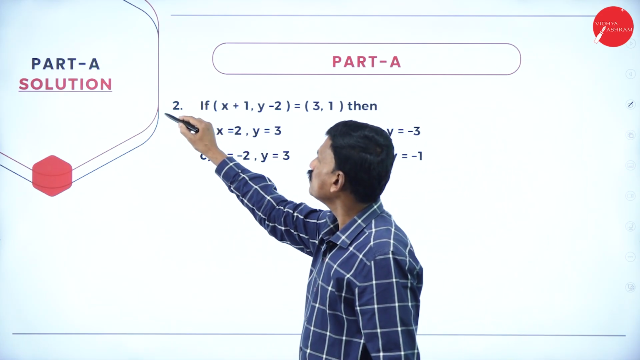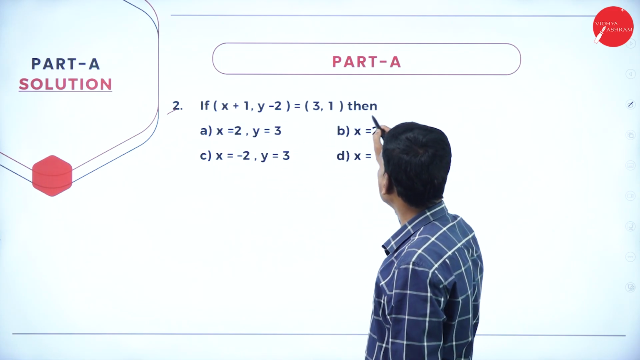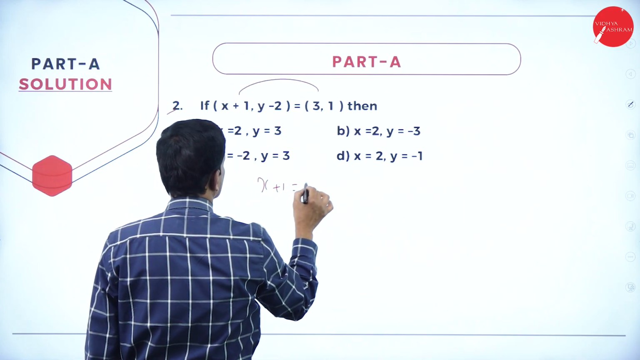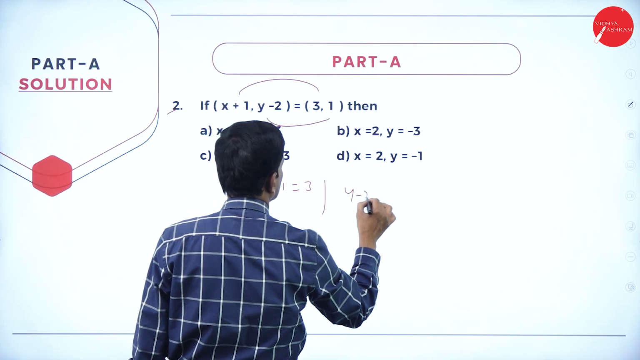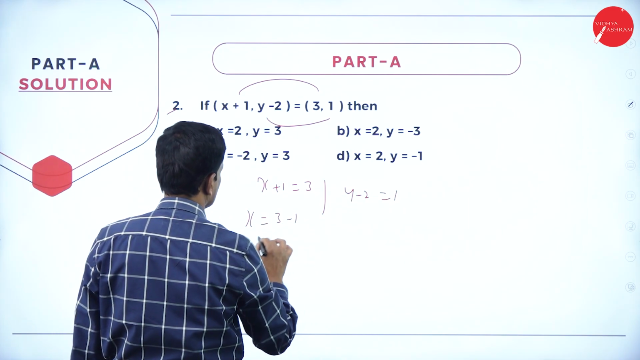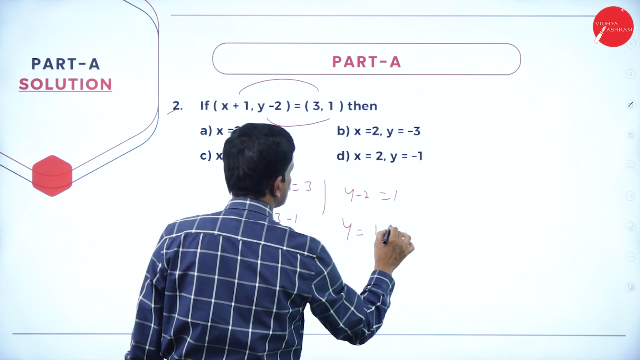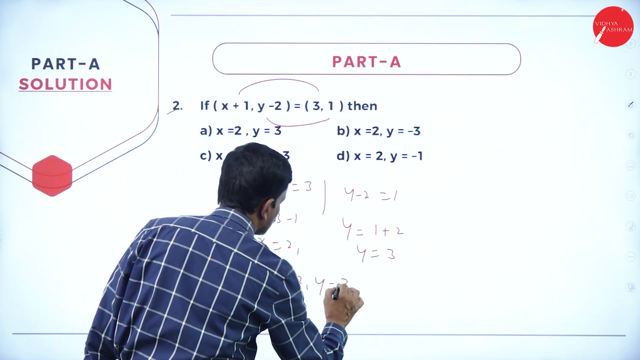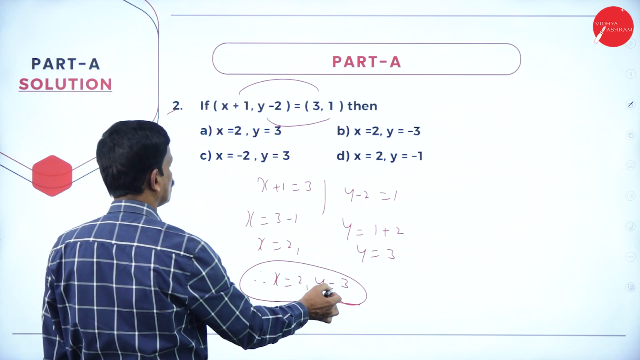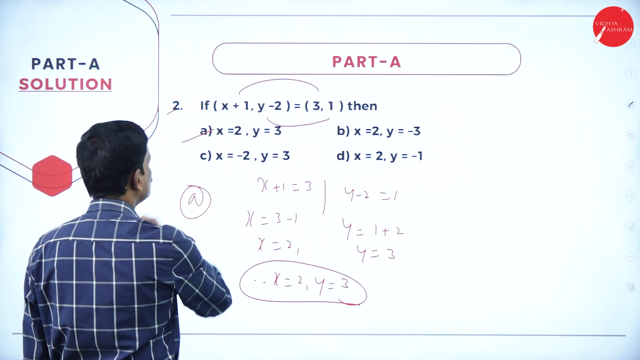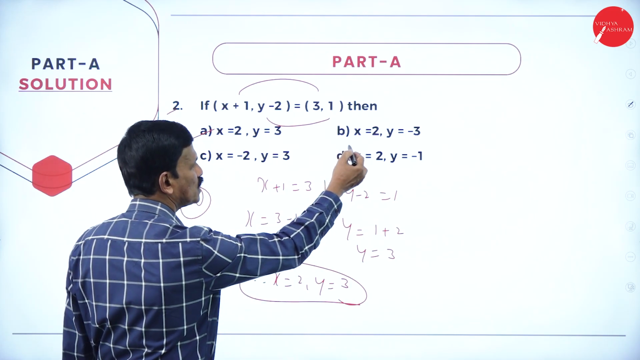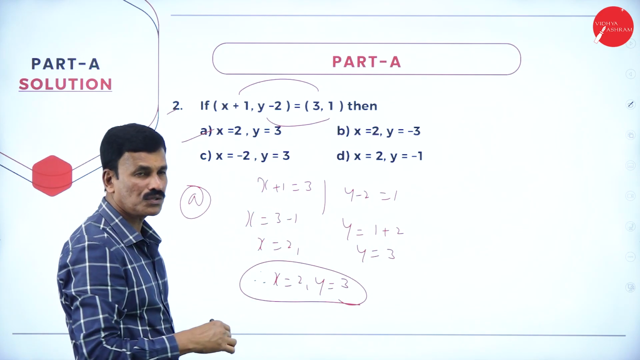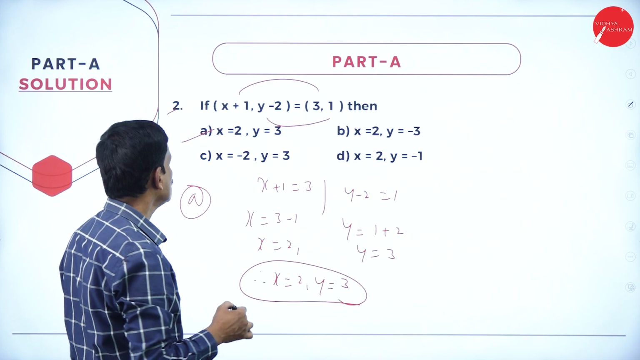Now, move on to the second problem. If (x+1, y-2) is equal to (3, 1), then we have to choose the correct answer. What is given? x plus 1 is equal to 3 and y minus 2 is equal to 1. What is x from this? x is equal to 3 minus 1, x is equal to 2, y is equal to 1 plus 2, y is equal to 3. So, therefore, x is equal to 2 and y is equal to 3 is the answer. Option A says x is equal to 1, y is equal to 3. Another says x is equal to 2, y is equal to minus 3, we don't want. And x is equal to minus 2, y is equal to 3, we don't want that. So, therefore, the answer is (2, 3).